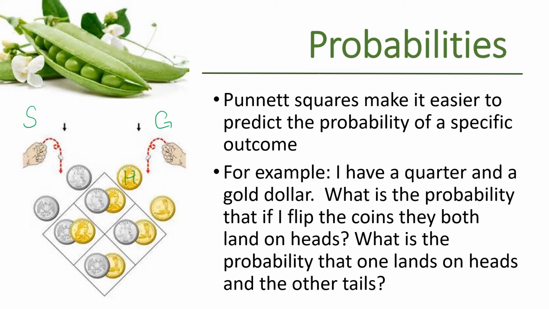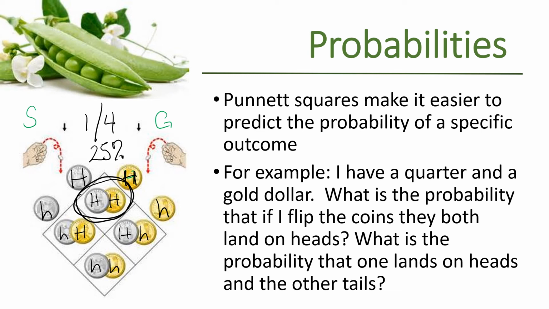So we have heads. I'm going to use a different color here to make it show up a little better. And tails, that's going to be represented by a small h. Heads and tails. When I complete this Punnett square, I can now get a nice idea of what's going on. The probability of me getting 2 heads is only 1 out of 4, which is 25%.